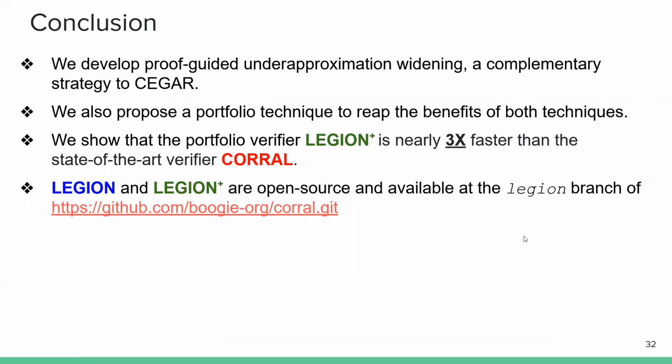So to conclude our presentation, we have developed proof-guided under-approximation widening, a complementary strategy to CEGAR. We have also proposed a portfolio technique, Legion Plus, to reap the benefits of both these complementary techniques. We demonstrate that the portfolio verifier Legion Plus is nearly 3 times as fast as the state-of-the-art verifier Coral.